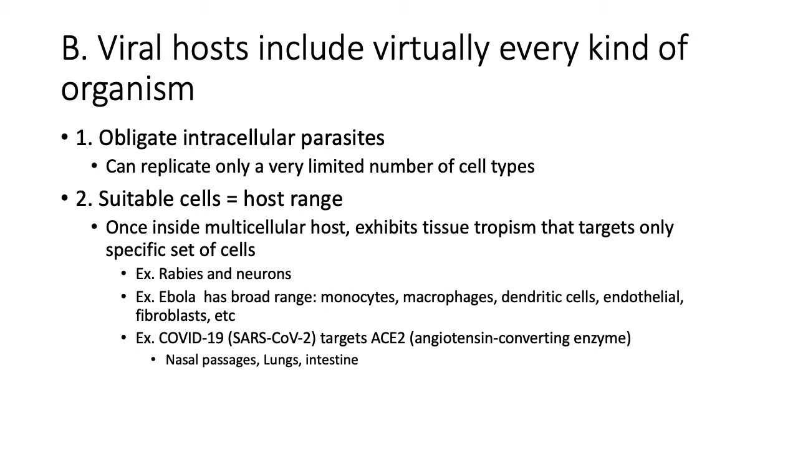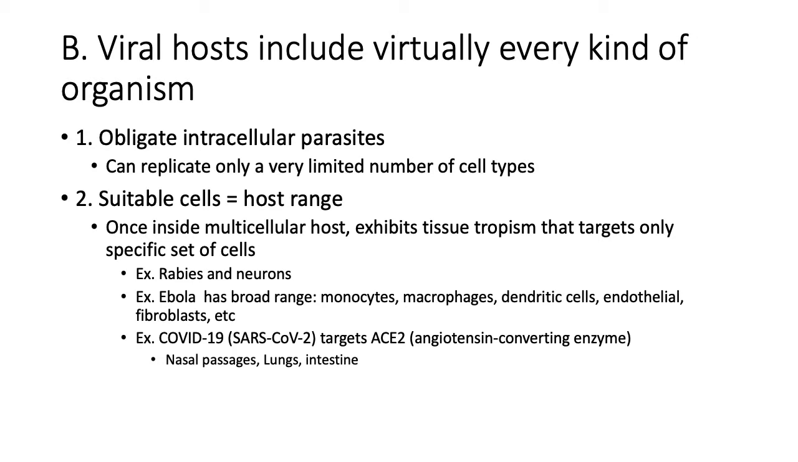So viruses affect almost every kind of organism because they are obligate intracellular parasites. They need a host in order to replicate themselves. And the cells that they can infect are called the host range. So like rabies, that's a virus, it affects neurons.